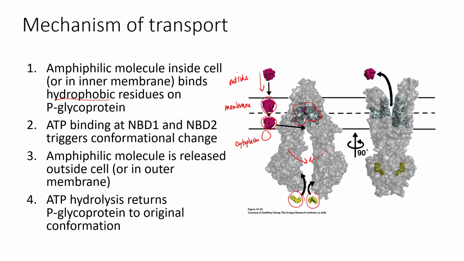And then once they have moved towards each other, that movement of the bottom part in is going to help to move the top part away from each other and create an opening that faces the outside of the cell. And once that part is open facing the outside, now this amphiphilic molecule is going to leave and go back out to the outside of the cell. And then to return the ABC transporter back to its original conformation, which we saw on the left, these ATP molecules that are bound to those nucleotide binding domains are going to be hydrolyzed. Once they're hydrolyzed, this is going to return the P-glycoprotein or other ABC transporter back to its original conformation.